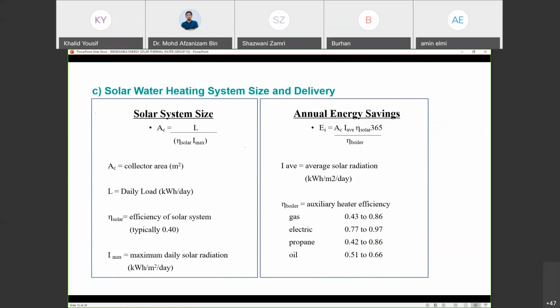For the solar water heating system size and delivery, the solar system size formula is collector area equal to daily load divided by efficiency of solar system, which is typically 0.4, times maximum daily solar radiation. And the annual energy saving is equal to collector area times I average times η solar times 365 divided by η boiler.